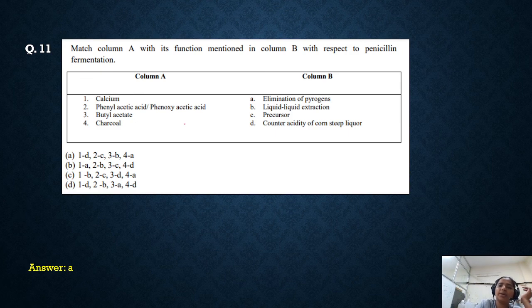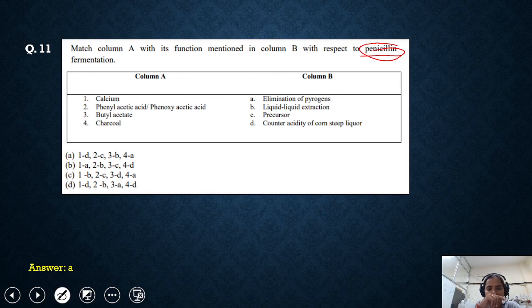For penicillin fermentation, what is the precursor? What does precursor mean? It means the initial component that is required for its production. So for penicillin production, phenylacetic acid, or you can call it phenoxyacetic acid, is used as a precursor, meaning it is the initial component that is required. So the second is matched with C.